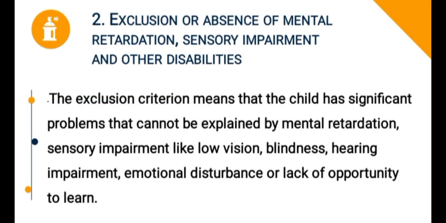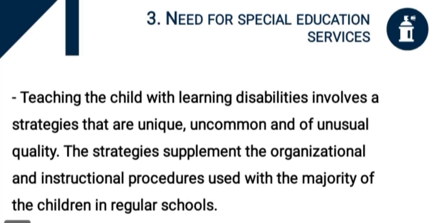And then number 2, exclusion or absence of mental retardation, sensory impairment, and other disabilities. The exclusion criterion means that the child has significant problems that cannot be explained by mental retardation, sensory impairment like low vision, blindness, hearing impairment, emotional disturbance, or lack of opportunity to learn. As explained earlier, mental ability is within the average range or may even be above average. There are no sensory impairments like low vision, blindness, deafness, or behavior problems. While all the conditions for learning to take place are present, the student experiences learning disabilities.